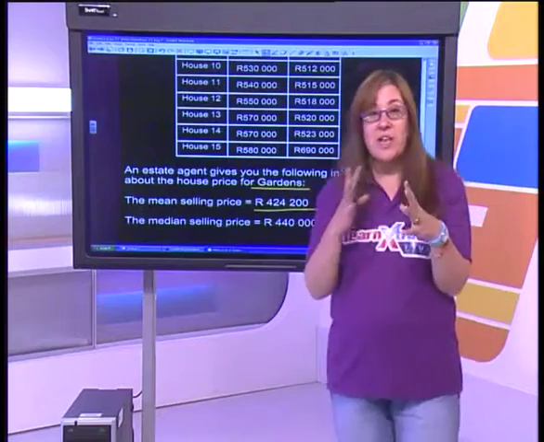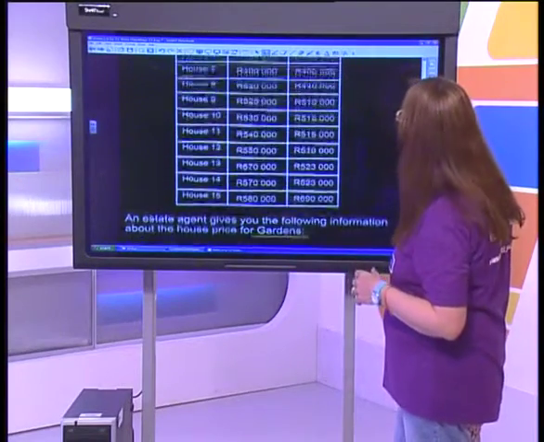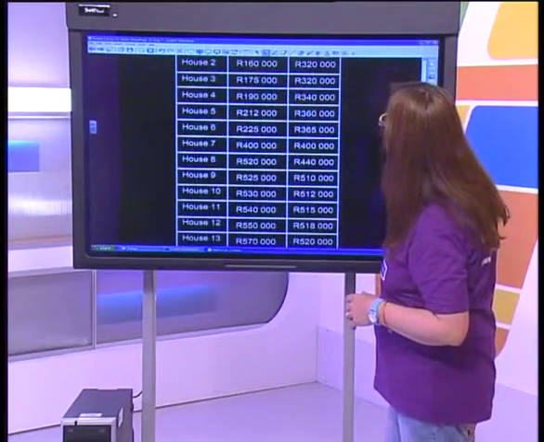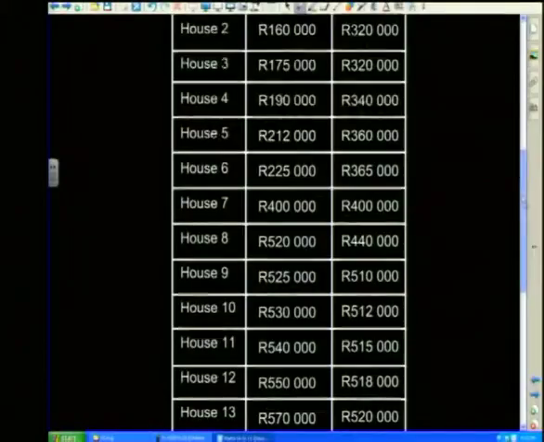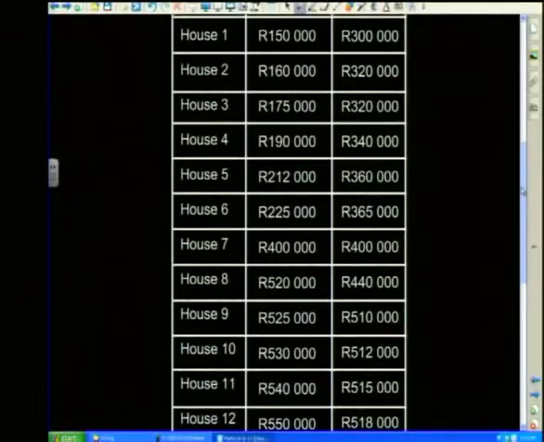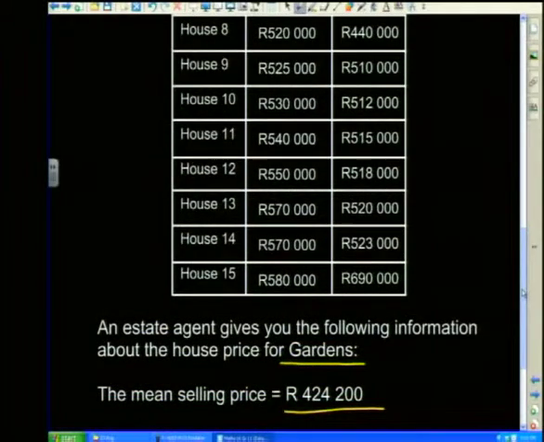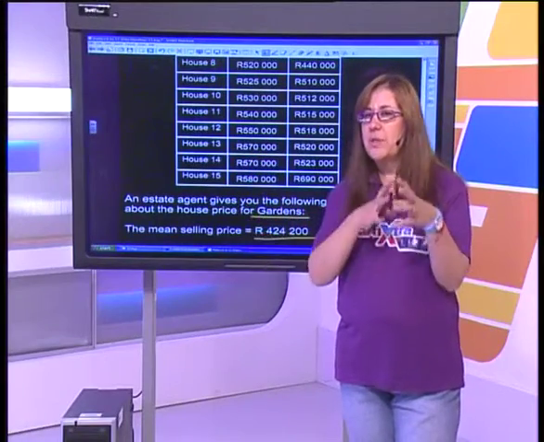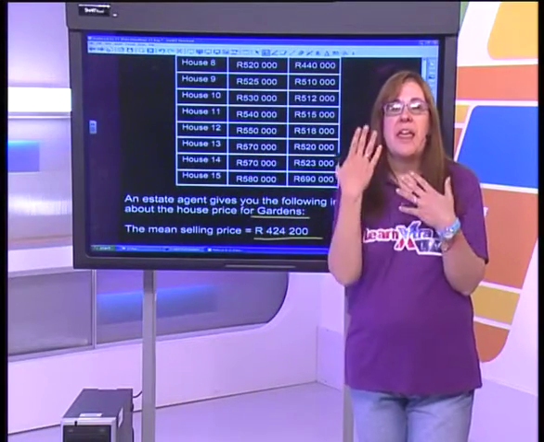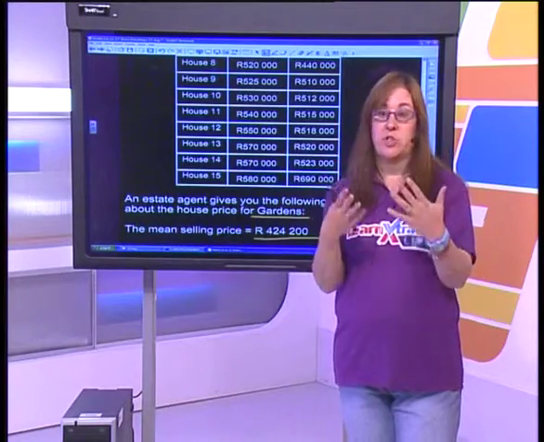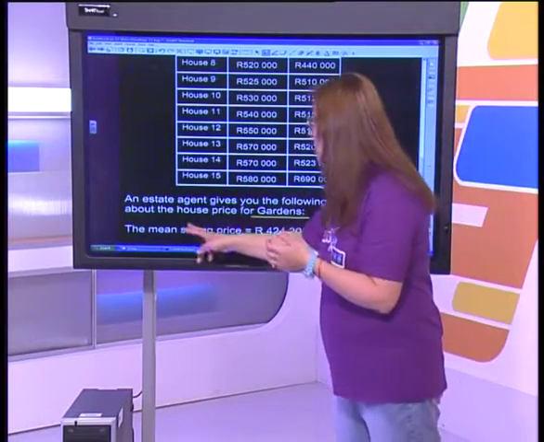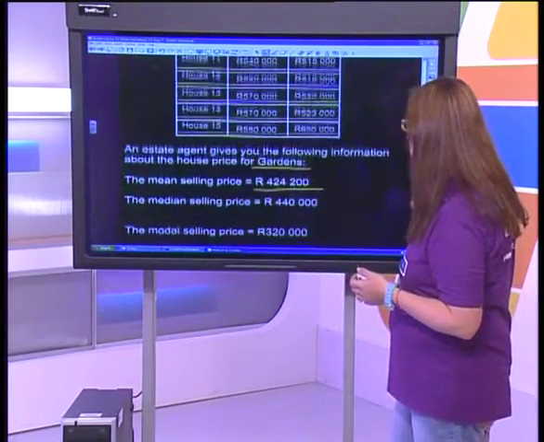So let's quickly go over what the mean means. What have we done to calculate the mean? We took all our house prices in Gardens, starting from our first one of 300, added them all up, and then divided by the total of 15. In everyday language we talk about an average, but in maths we talk about a mean.